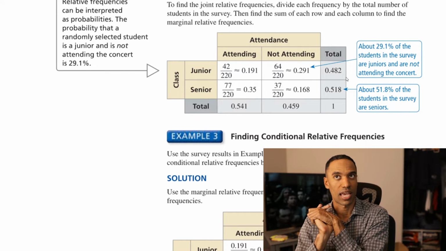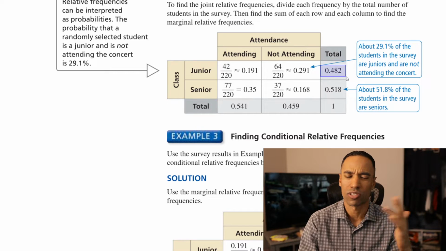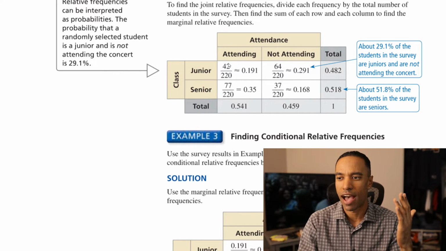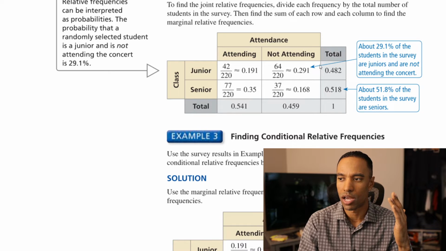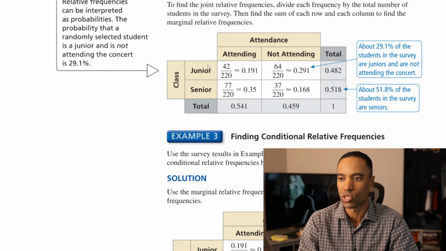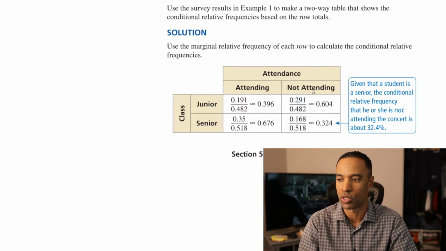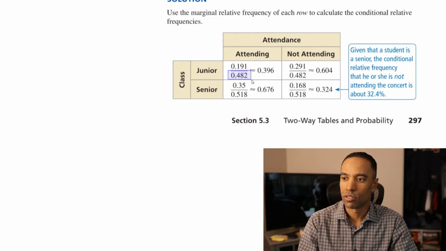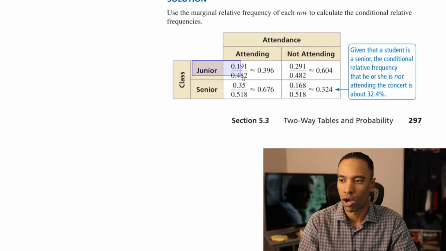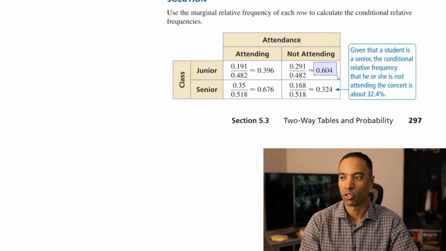Now, I would probably tend to use the actual numbers themselves, meaning, I forget what this number was. Let's say it was 114. I forget. That 114 divided by 220 is this number. I'd probably use those ones here, but 0.482 is the total number of juniors, the probability that you're looking at a junior, the spread of juniors in the statistics. So we're looking at how many juniors overall, given that you're a junior, are you attending or not? So 39.6% of all juniors are attending. 60.4% of all juniors are not attending.